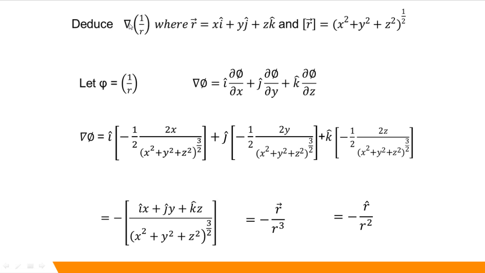So the gradient of 1 by r is nothing but minus position vector r by r cube. Or in terms of the unit vector, vector r is the magnitude of r times the unit vector. So the magnitude of r and one r cancel here. So this is minus the unit vector r cap by r square. So this is going to be the final answer for del of 1 by r.